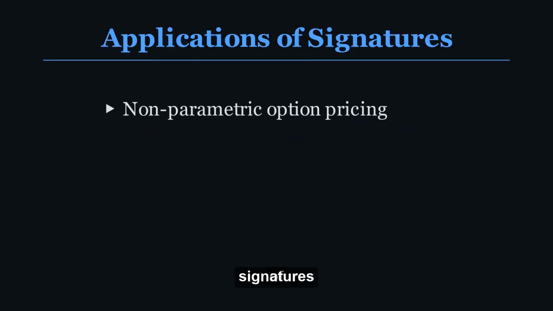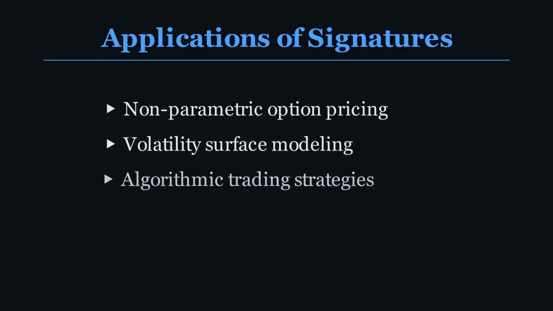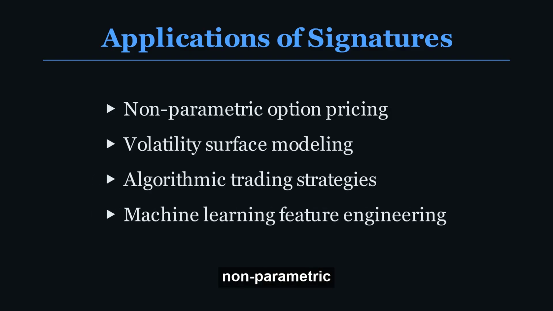The applications of signatures in finance are vast and growing. They can be used for non-parametric option pricing, where the signature of the underlying asset's path becomes an input to a pricing model, bypassing restrictive assumptions. Signatures are also excellent for modeling volatility surfaces, developing sophisticated algorithmic trading strategies that react to complex patterns, and providing robust feature engineering for machine learning models predicting returns or risk.